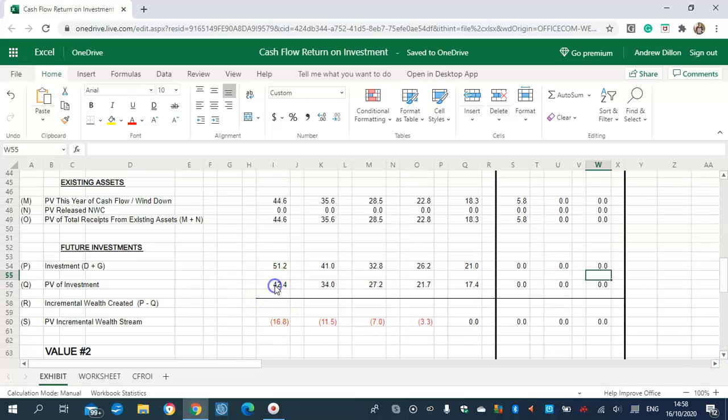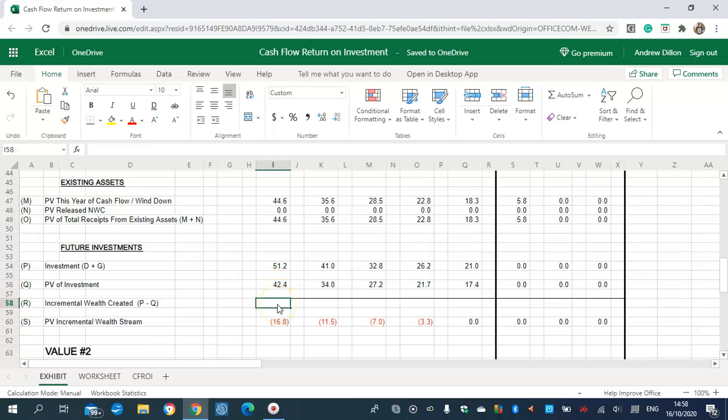Present value of investments equal to worksheet G98, equal to worksheet H98, I98, J98, K98, L98, M98, and N98.